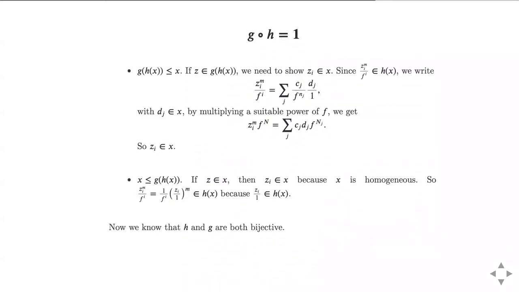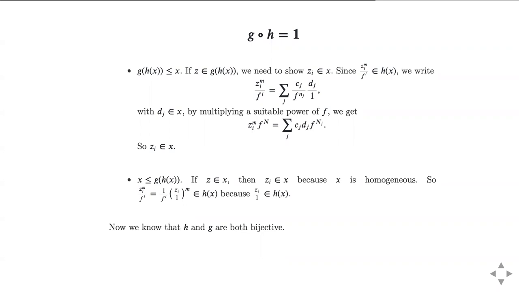Then we need to check that G composed with H is also identity, and so we need to first of all check that G applied to H applied to X is contained in X itself. So if z is in G applied to H applied to X, then every i-th coordinate you raise it to a suitable power, then divide by a power of f, will be in H of X. So because H of X is a span, we write this fraction as a linear combination. And then again, we just multiply a suitable power of f.